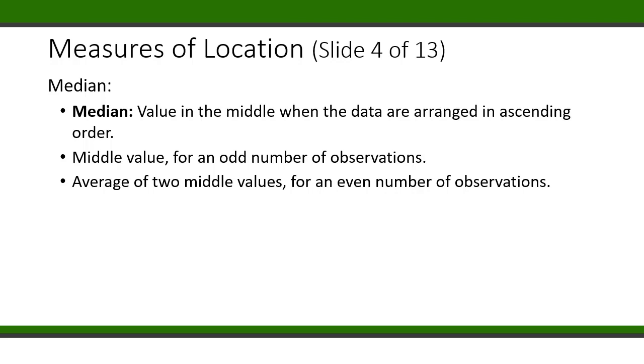The next thing we want to talk about is calculating the median. And this is the middle value in your data. So you want to arrange your data in ascending order. So for the odd number of observations, the middle value has an equal number of observations on each side. If you have an even number of observations, then you take the two middle values and you average them, and that becomes your median.